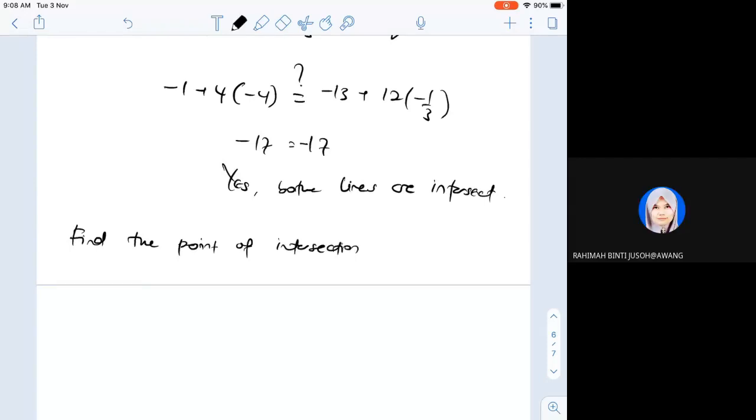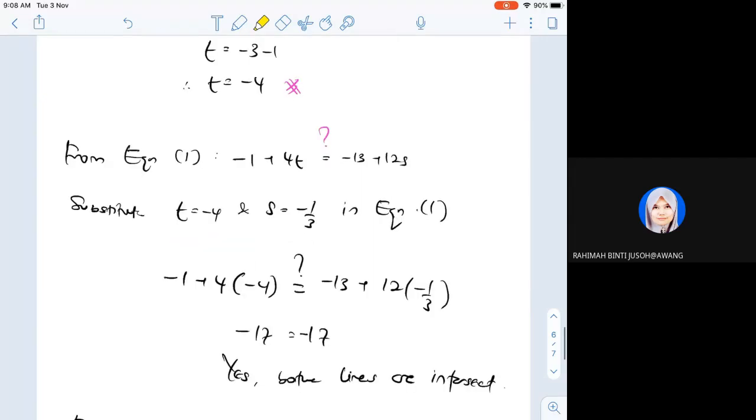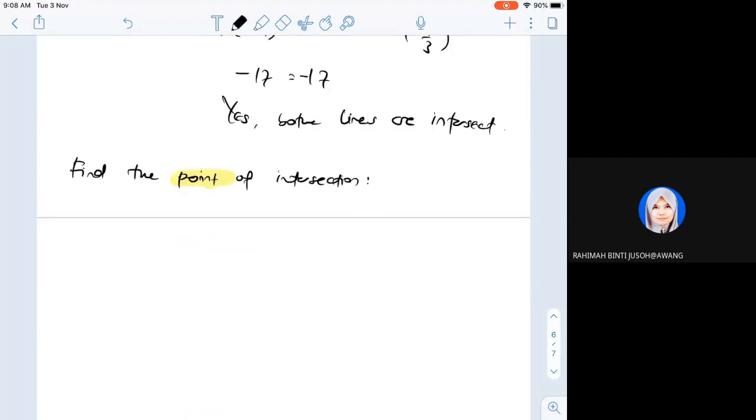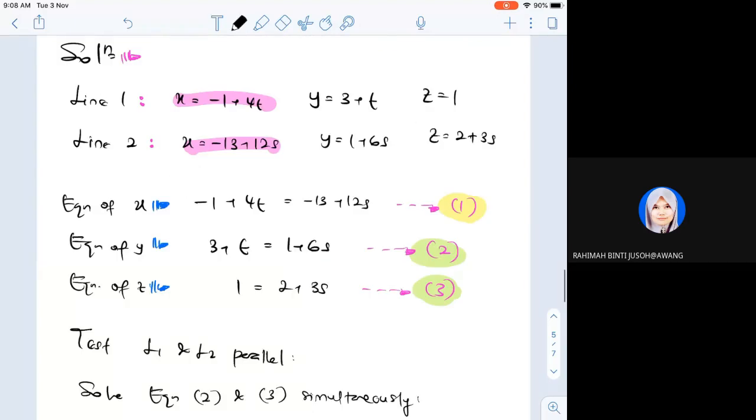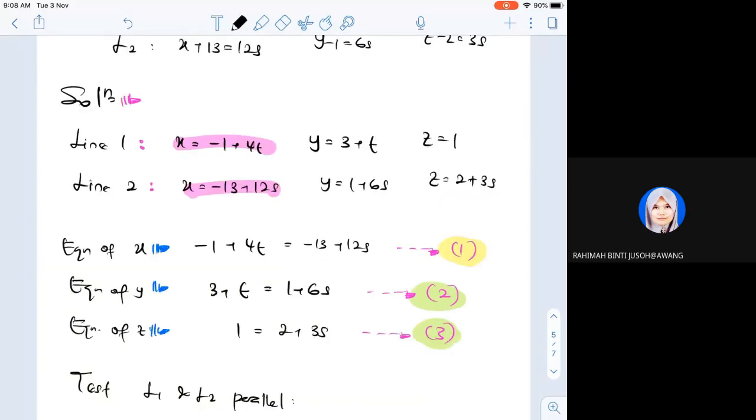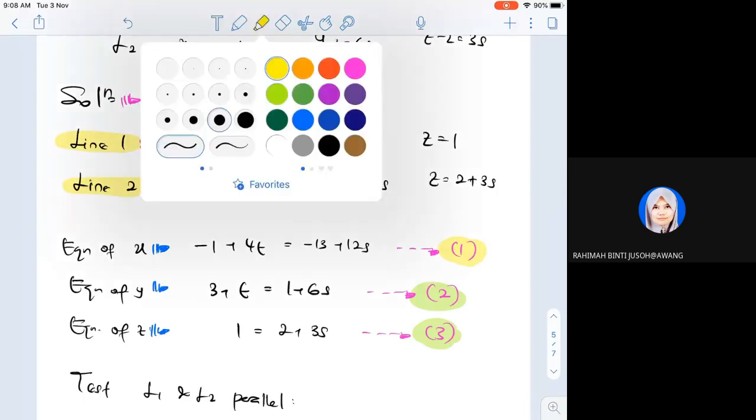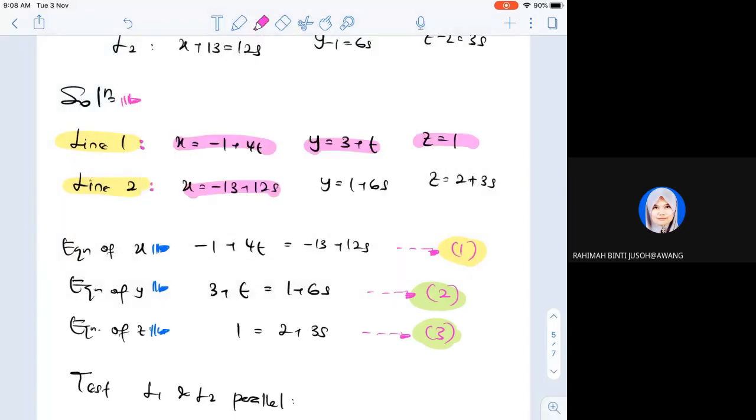Point ni apa tadi saya kata? Point ni means coordinate, right? So you need to find coordinate of x, y, and z. Okay? So now, guys, we have 3 equations right here. Kita ada 2 line, the first line and the second line. In order to get the coordinates, you can substitute in the first line and also the second line.